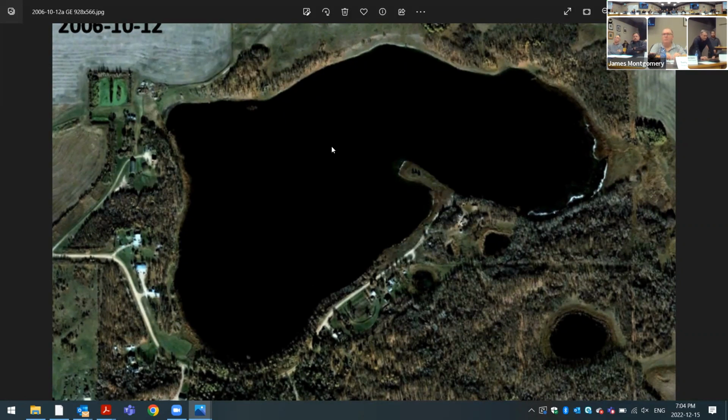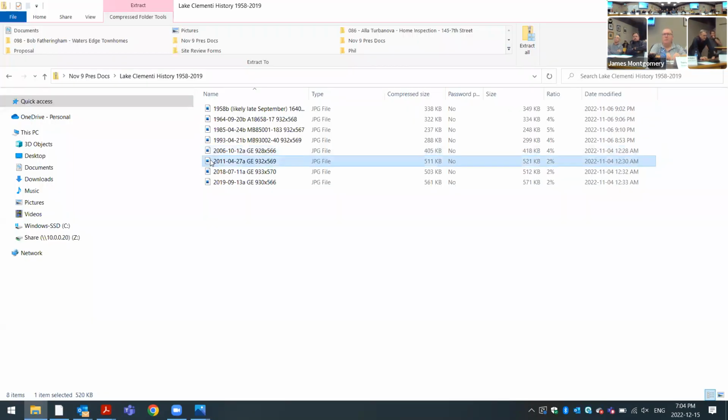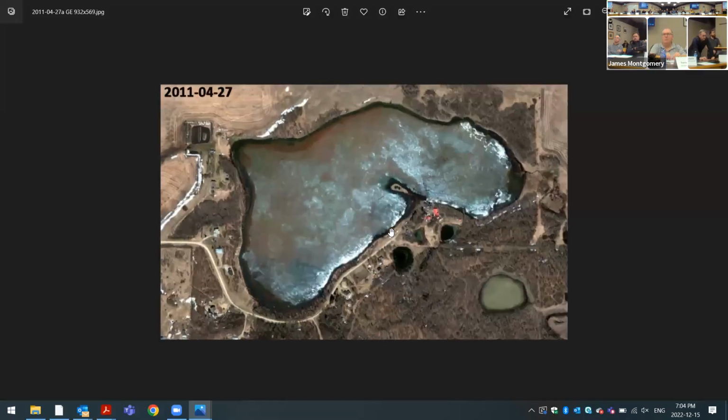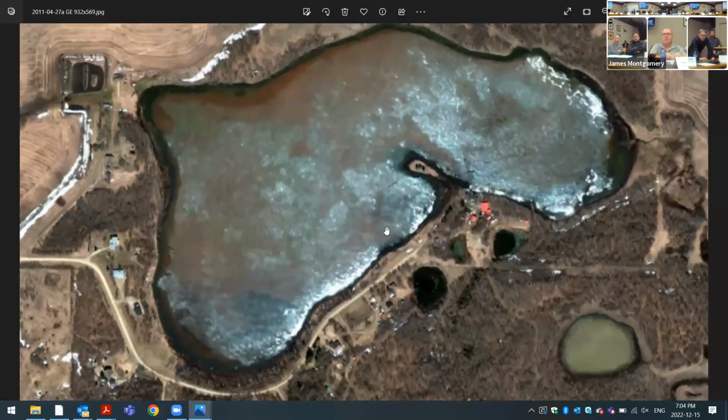Then we go to 2011. This is shot in the wintertime. And these are the buildings. The addition is on the house now. This is the garage. And the water table has come up. The water level in the lake has come up, right? But still, it's all good.